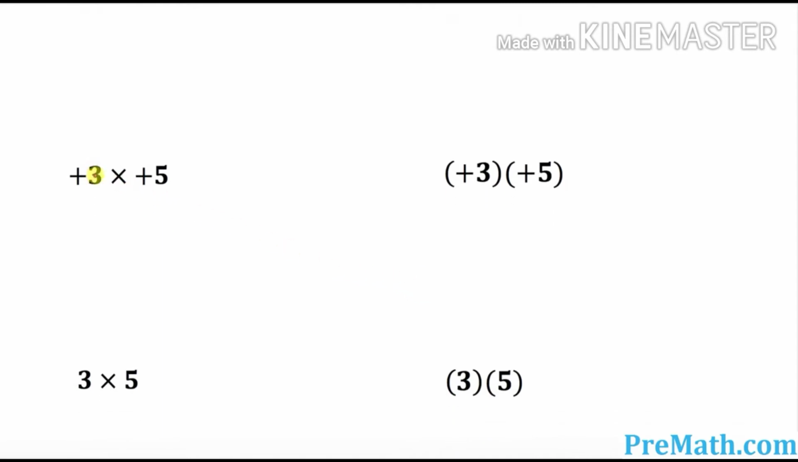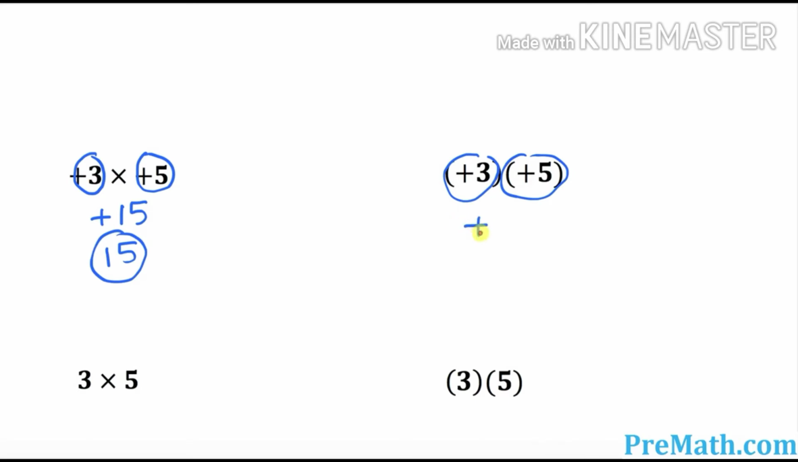So once again, positive 3 times positive 5. Positive times positive is positive. 3 times 5 is 15, or simply 15. And likewise over here, positive 3 times positive 5, positive times positive is positive, 3 times 5 is 15, so this is going to give us 15, because positive 15 and 15 are the same thing.